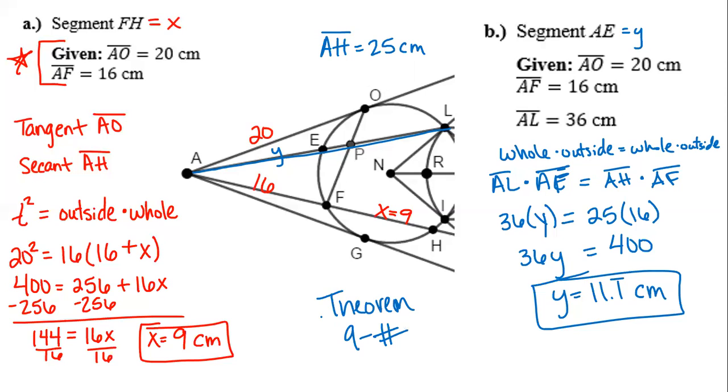But you need to do these in order because you have to have B in order to do part C. So if you don't do B right, you're going to get C wrong.